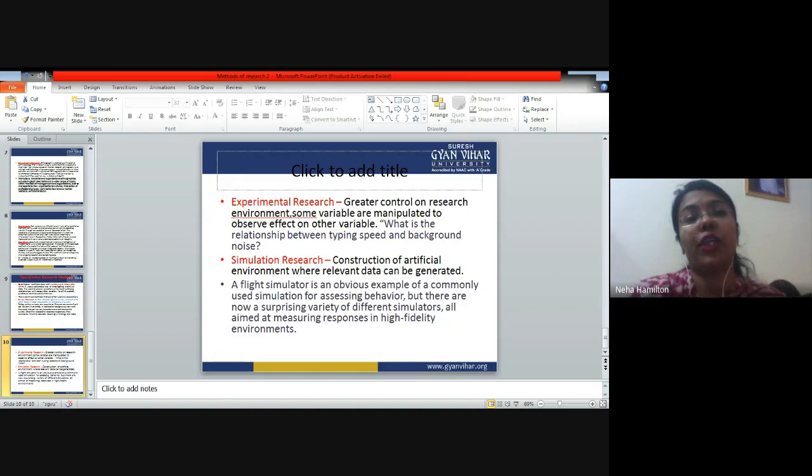Sometimes it takes a lot of cost to go to a particular area and collect the information. For example, it is very costly to go to space. But if we create an artificial environment on the earth which is equivalent to space, it is much more cost effective. We are saving lives, time and money, and we are collecting information through simulation research. So these are the methods of research that we need to understand.